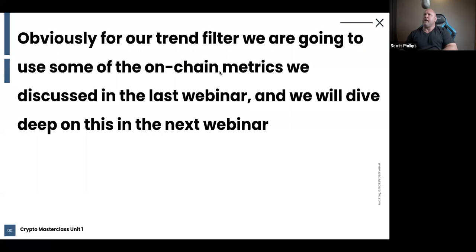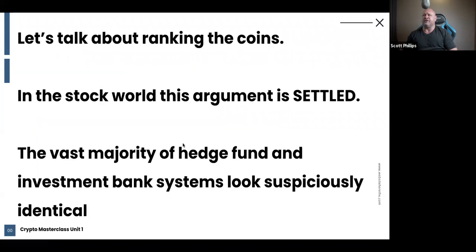I'll get to that in a minute. Obviously, for our trend filter, we're going to use some of the on-chain metrics we discussed in the last webinar. And we're going to dive really deep on this in the next webinar because they're just better than moving averages and stuff like that. So today I want to talk about ranking the coins.